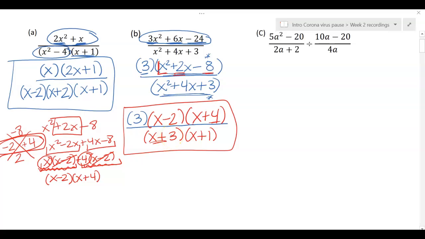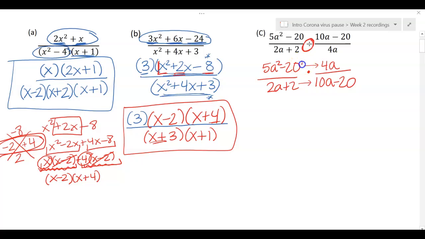All right, so looking at part C. Part C is a little different because it's two fractions and they have division between them. But remember that fraction division is the same as fraction multiplication if you use the reciprocal of whatever you were dividing by. And that fraction multiplication just multiplies straight across the top and straight across the bottom.